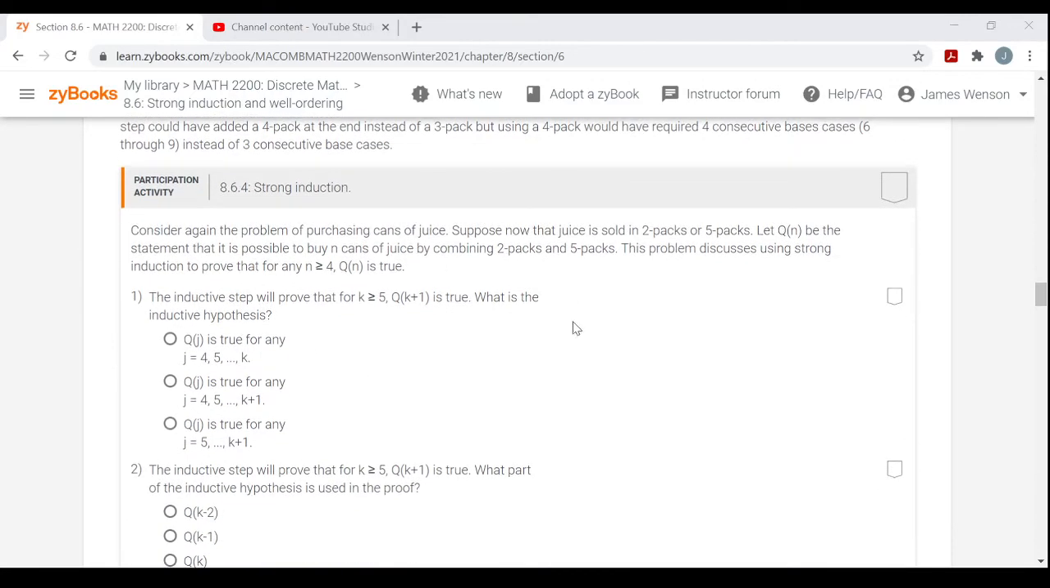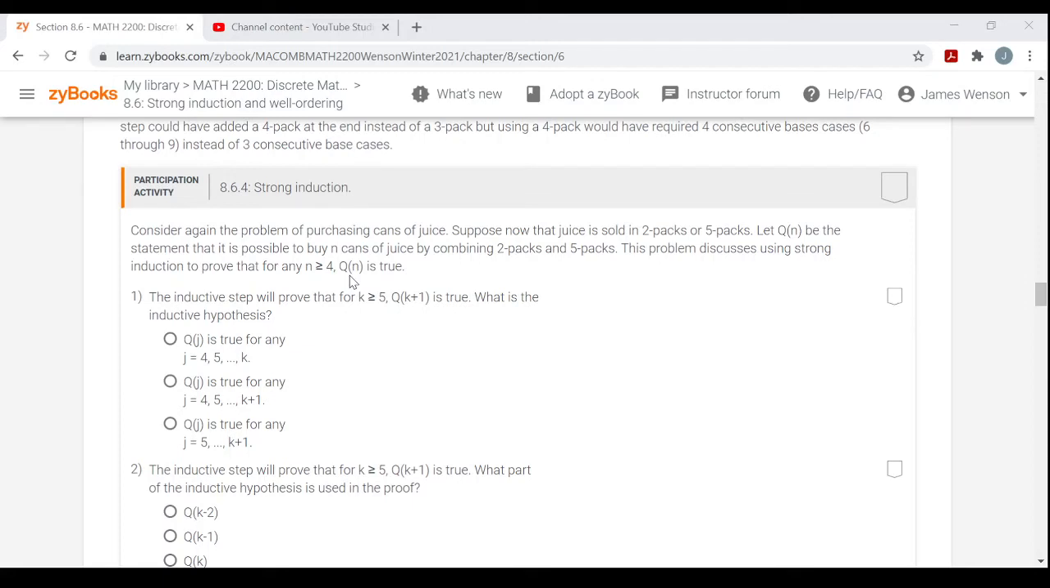All right, so let's look at this one. So it's a very similar problem. Consider again the problem of purchasing cans of juice. Suppose now that the juice is sold in 2-packs or 5-packs. So let Q of n be the statement that it is possible to buy n cans of juice by combining 2-packs and 5-packs. This problem discussing uses strong induction to show that, for any value of n greater than or equal to 4, Q of n is true. So you can buy any number of cans 4 or greater.